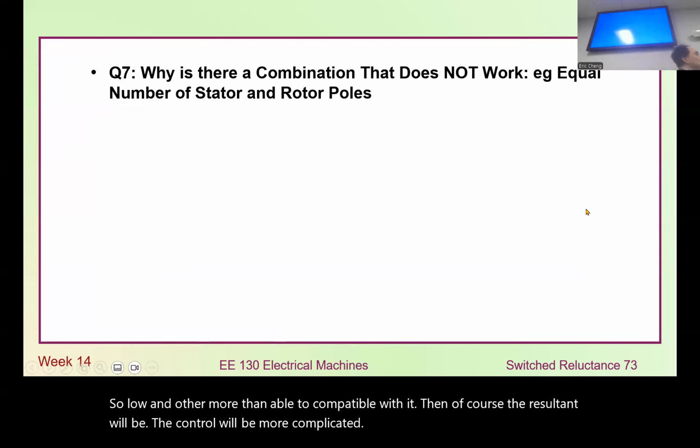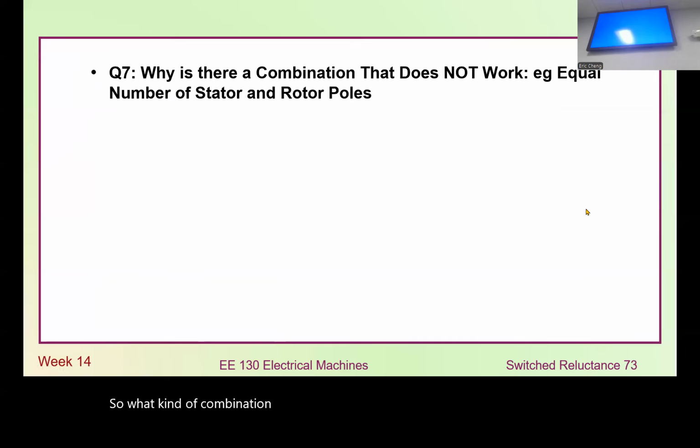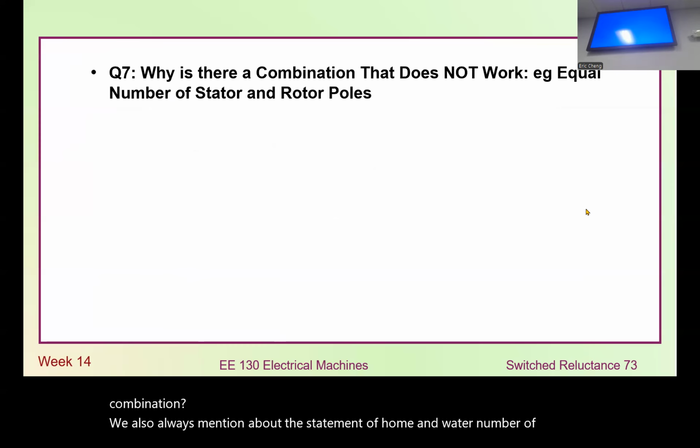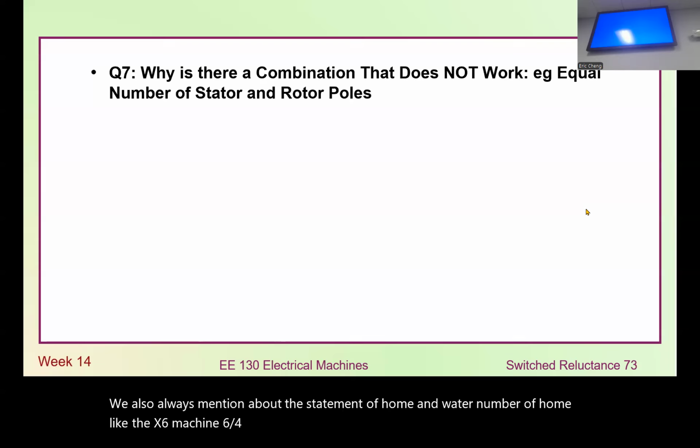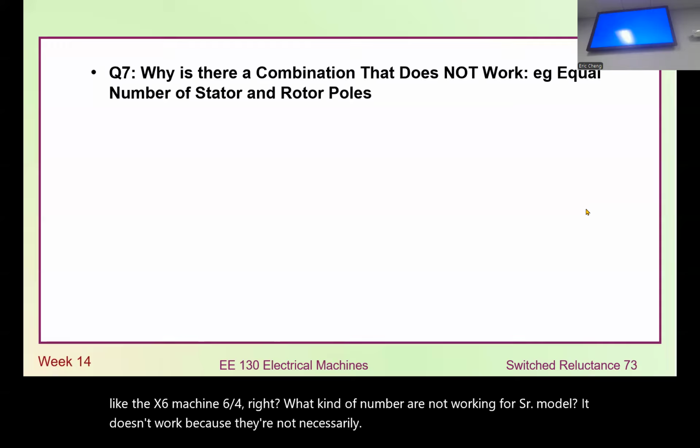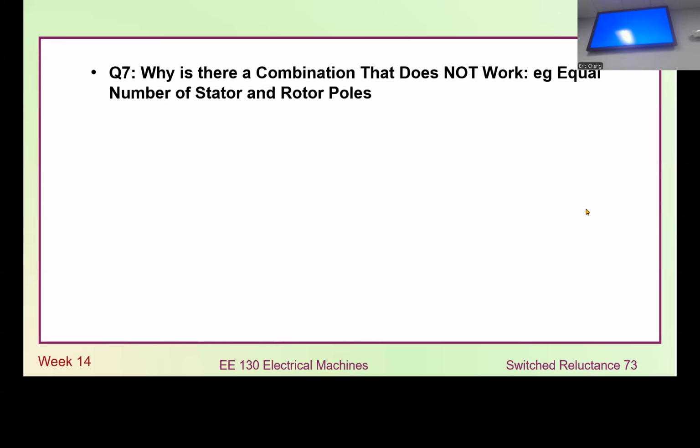So what kind of combination, what kind of ratio between the stator and rotor poles, is not working? We also always mention the number of stator poles and rotor poles, like the 6-4 machine. What kind of numbers do not work for an SR motor? It doesn't work because they're misaligned. The question is why it does not work. I was just saying that it doesn't work when they are equal. That's right, it's already at equilibrium.